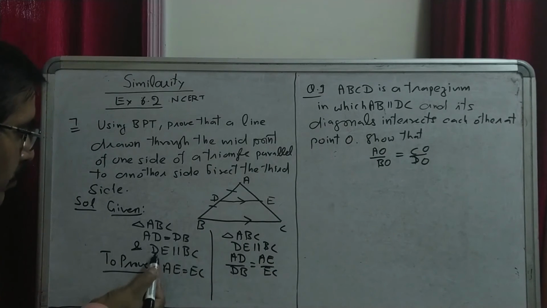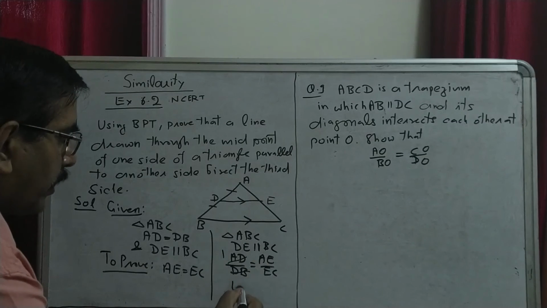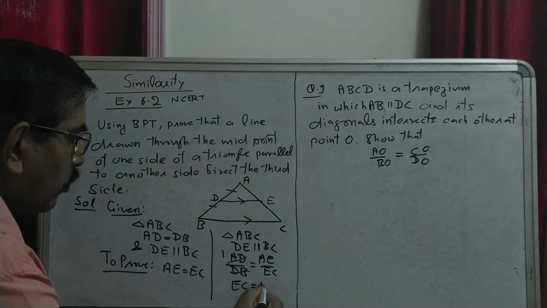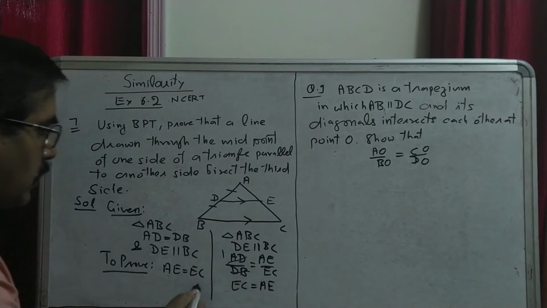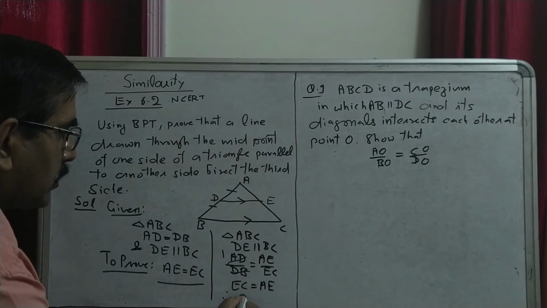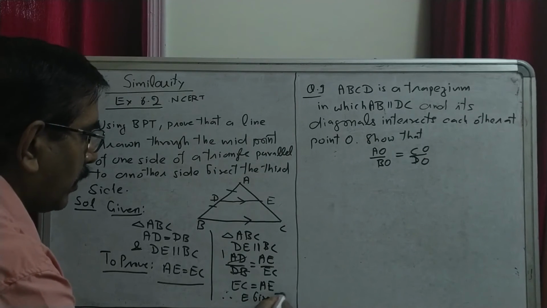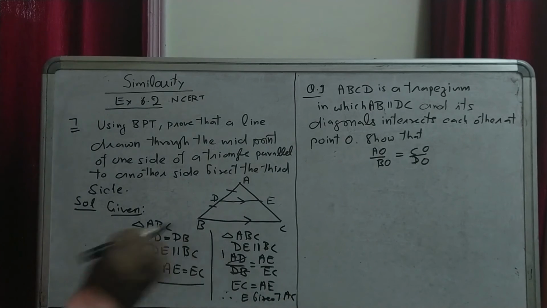But AD and DB are equal, so they cancel out, children. And from there you get EC is equal to AE. This is the only thing you have to prove. Therefore, you can say E bisects AC. So, a very simple question.